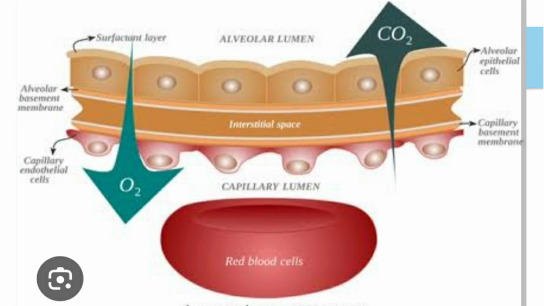Now, gases diffuse from alveoli to blood in the pulmonary capillaries or vice versa across a very thin alveolo-capillary membrane, which is made up of pulmonary epithelium and vascular endothelium, or capillary endothelium, and their fused basement membranes in between. Here you can see the alveolar epithelial cell consisting of pneumocyte type 1, type 2 and the capillary endothelial cell. In between you have the basement membrane.